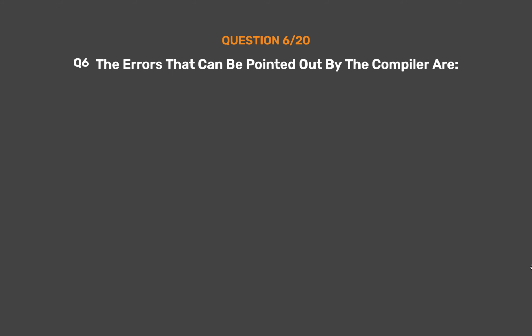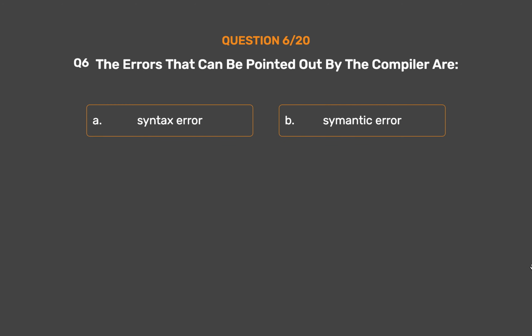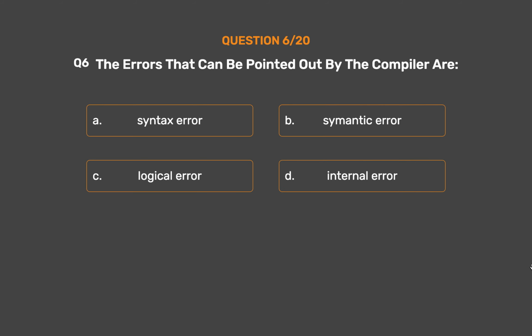Question number 6. The errors that can be pointed out by the compiler are Option A. Syntax error. Option B. Semantic error. Option C. Logical error. Option D. Internal error.